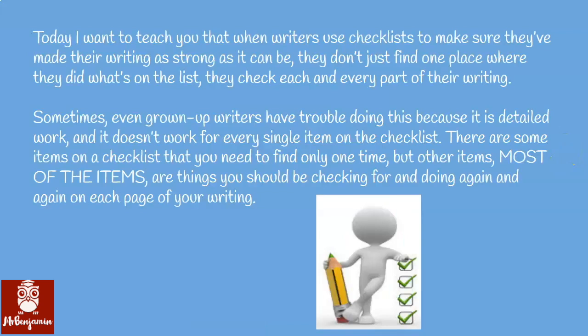Review a review. Today I want to teach you that when writers use checklists to make sure they've made their writing as strong as it can be, they don't just find one place where they did what's on the list, they check each and every part of their writing. Sometimes even grown-up writers have trouble doing this because it is detailed work and it doesn't work for every single item on the checklist. There are some items on a checklist that you need to find only one time, but other items, most of the items, are things you should be checking for and doing again and again on each page of your writing.